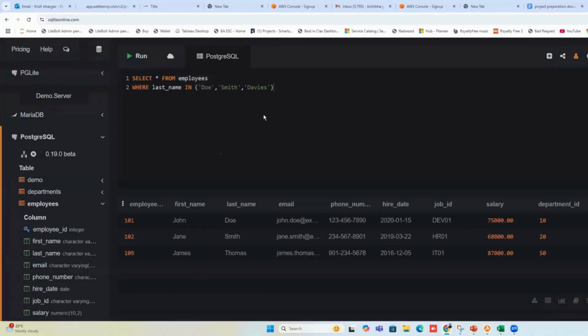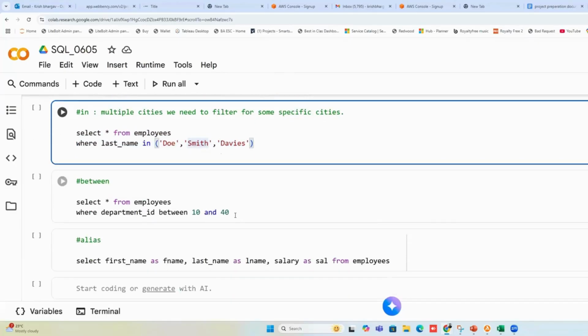Okay. Then we have something called in. So what does this mean? I have last name in, and I put the brackets, and then I have Doe, Smith, Davies. Which means any last name which has Doe, Smith, or Davies will show up in my results. You see, Doe and Smith came. Got it? Yes, sir. Awesome.